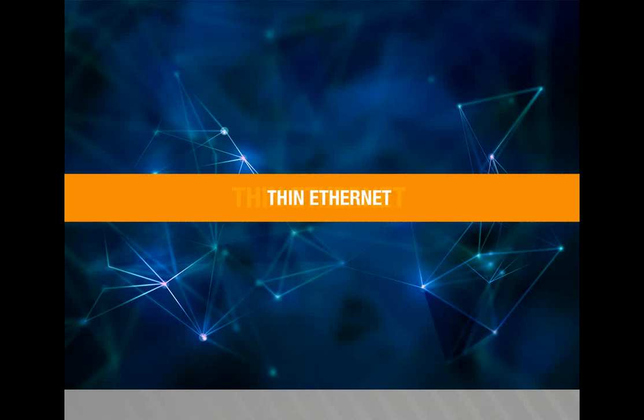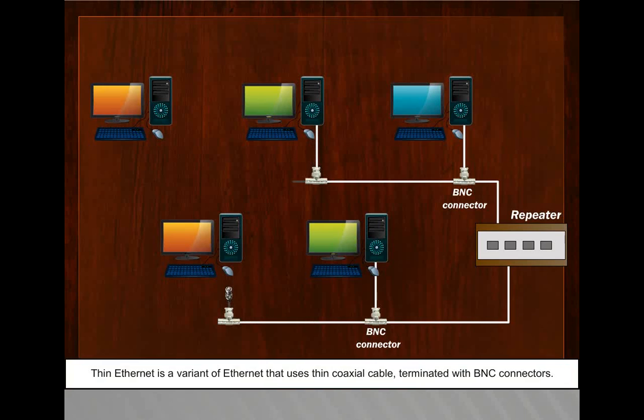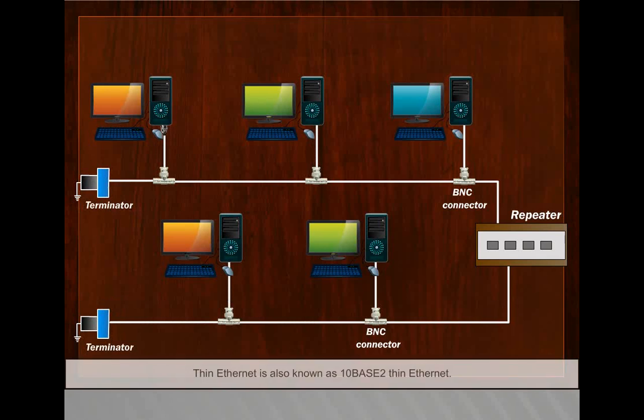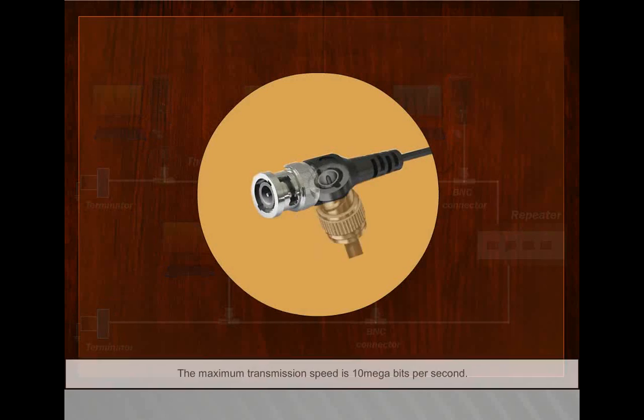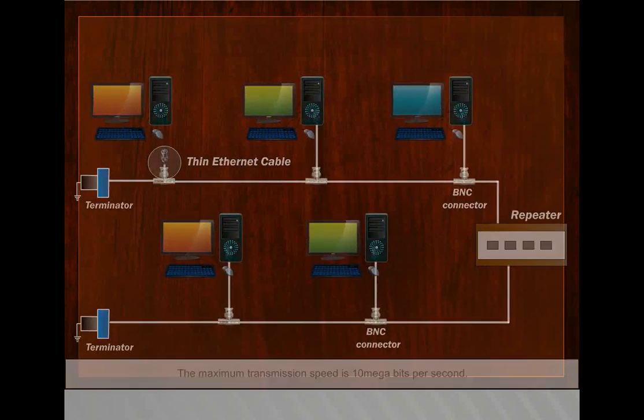Thin Ethernet. In this video, we are going to see about thin Ethernet. Thin Ethernet is a variant of Ethernet that uses thin coaxial cable terminated with BNC connectors. Thin Ethernet is also known as 10Base2 thin Ethernet. The maximum transmission speed is 10 megabits per second.